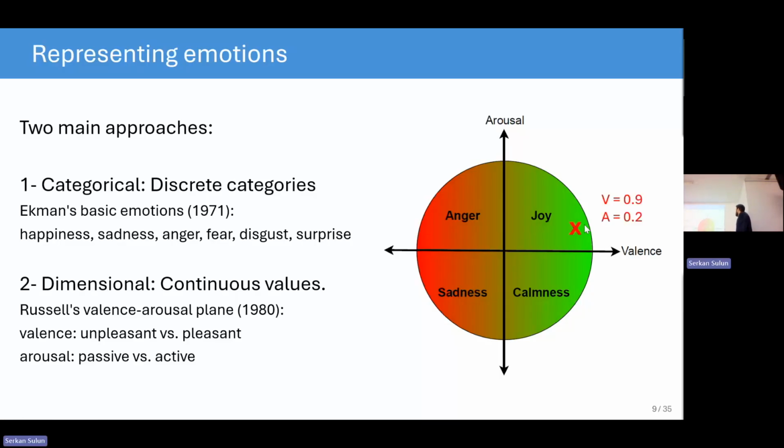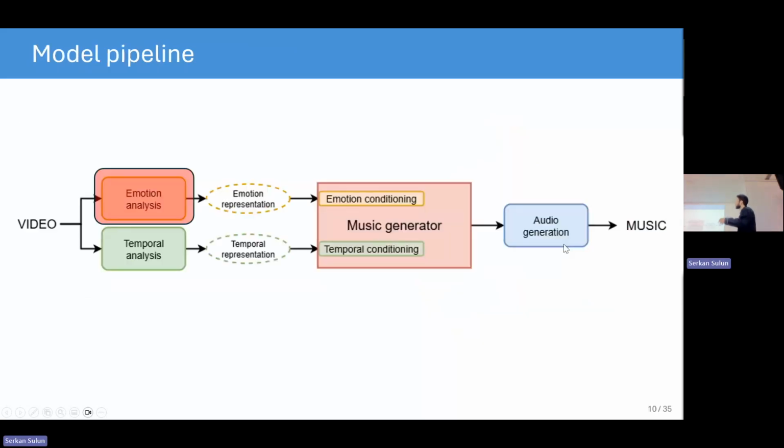For example, if you have an emotion with valence 0.9 and arousal 0.2, it will be somewhere here. So this is a pleasant emotion, which is a little bit active. It's not super joyful, but it's a bit better than calm, and it's very pleasant. Now we can go step by step through each component in the model.